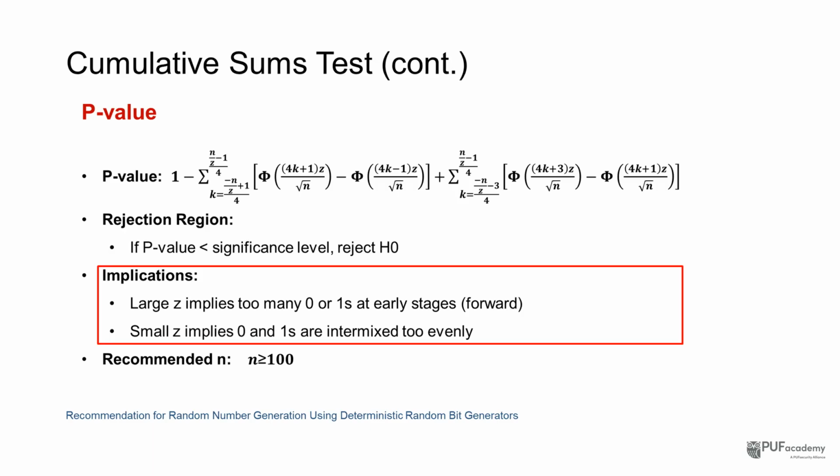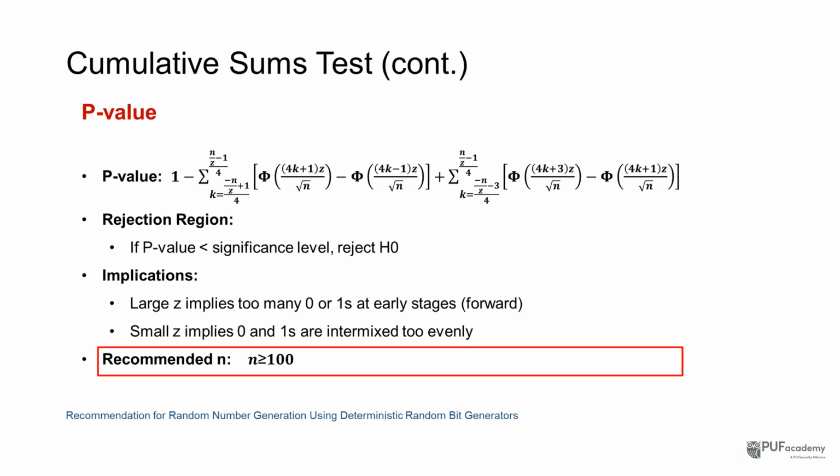Conversely, a small z-value is also problematic. It implies that the zeros and ones are intermixed too evenly, which can also be a sign of a non-random, deliberately structured sequence. Finally, the recommended n, the length of the bit sequence we input, should be at least 100 for the test to be statistically valid.